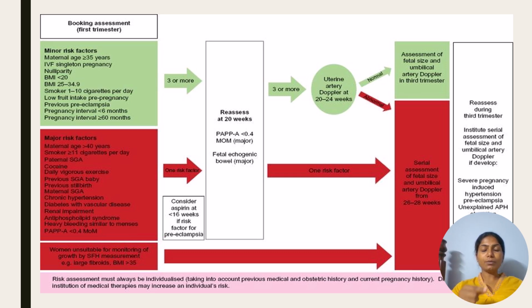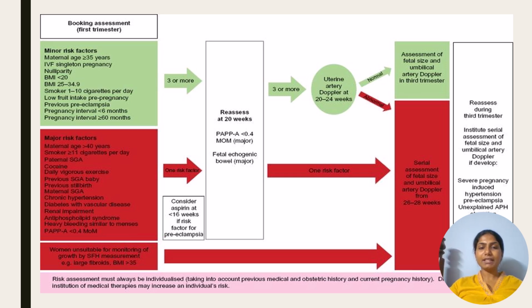So if there are 3 or more minor risk factors or 1 or more major risk factors, we have to reassess at 20 weeks. At 20 weeks, if we do a uterine artery Doppler and it's normal, we can just assess the fetal size and umbilical artery Doppler in the third trimester. What if the uterine artery Doppler is abnormal?